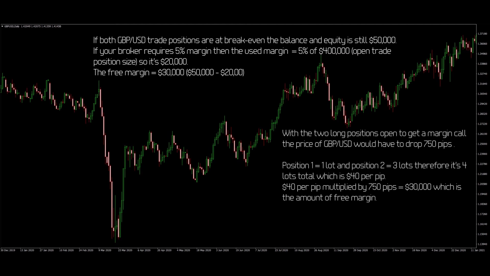To get a margin call, the price of GBP USD would have to drop 750 pips, as you have 2 long positions open. The first long position is 1 lot, and the second long position is 3 lots. Therefore, you're trading 4 lots in total at $40 per pip. $40 per pip multiplied by 750 pips equals $30,000, which is the amount of margin available in your account.